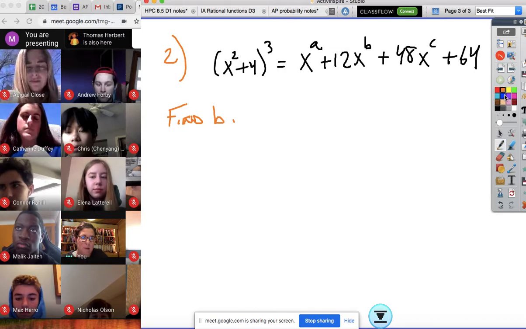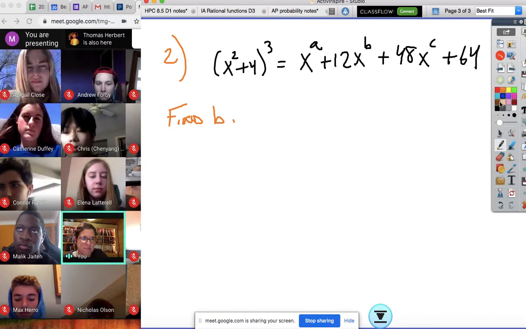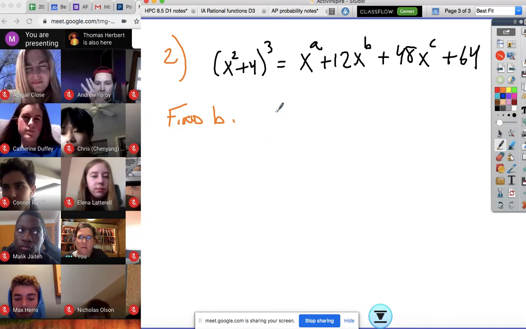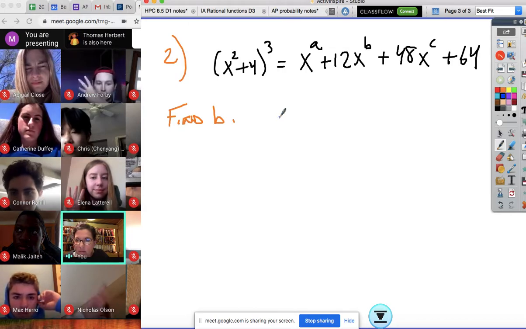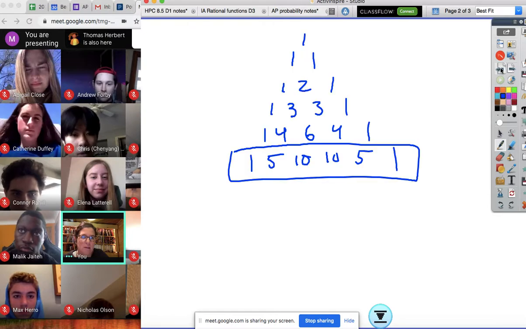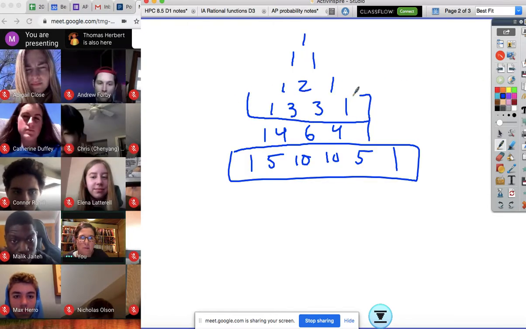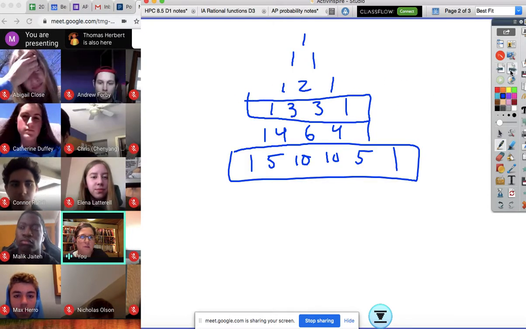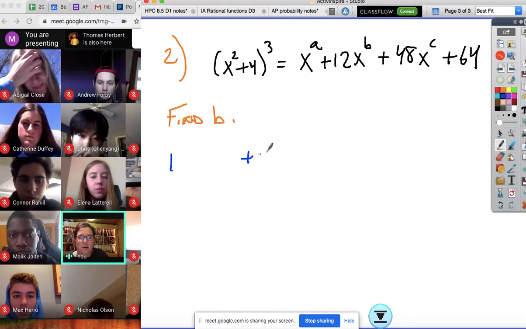So what row do we go to in Pascal's triangle? Yeah, you can hold your hand up if that's easier. Yep, third row of Pascal's triangle. So going back here, this is the third row of Pascal's triangle. So we're using 1, 3, 3, 1 for our coefficients.